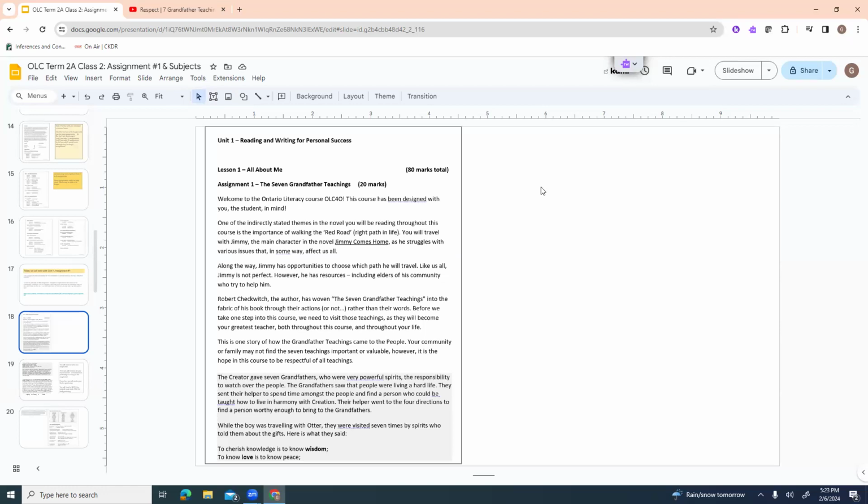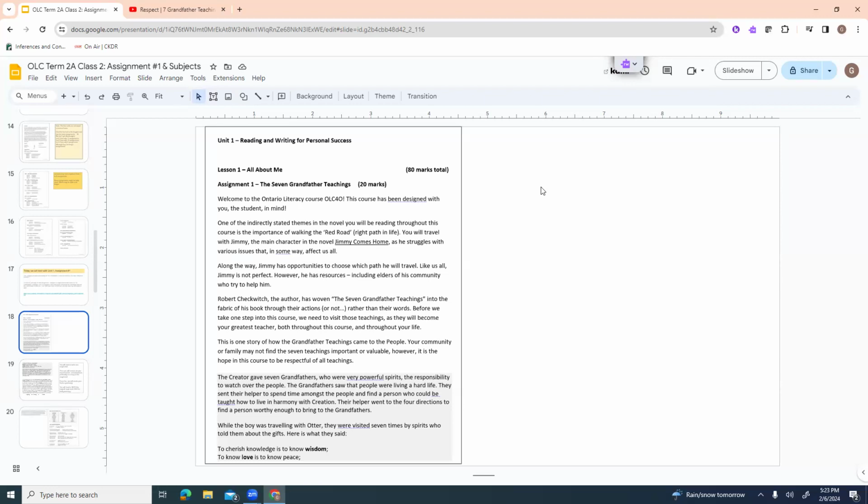Now, this is just one story of how the grandfather teachings came to the people. Your community or family may not find these teachings important or valuable, or maybe you have a slightly different story. It's just a way to introduce it. So hopefully everyone will be able to take it in at that level.